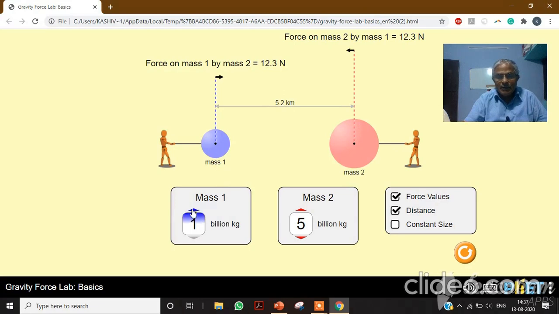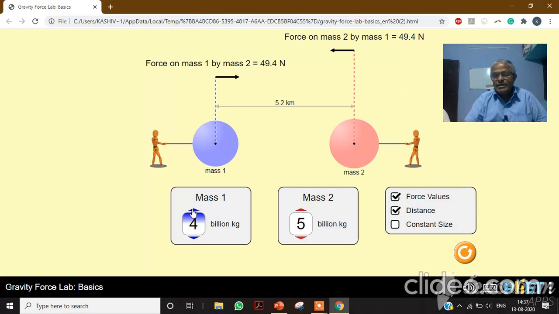We are increasing mass 1. Observe this. You can increase mass 1 or mass 2. It is 37.0 now, with 3 billion kgs. If you increase to 4 billion kgs, it is 49.4 newtons. So what can we understand?